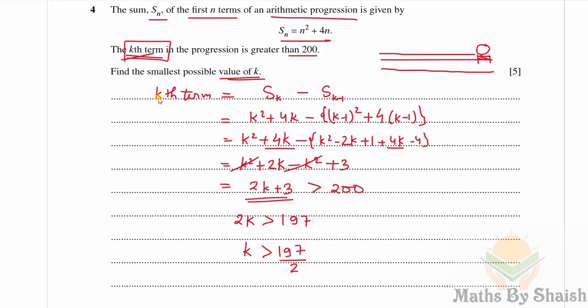So this k should be an integer, or we can say a natural number in this case. So we'll find what is 197 by 2, which is of course 98.5. So in order to get the number k which is greater than 98.5, the smallest value is going to be 99, and more than that it is true, so the smallest value is 99.